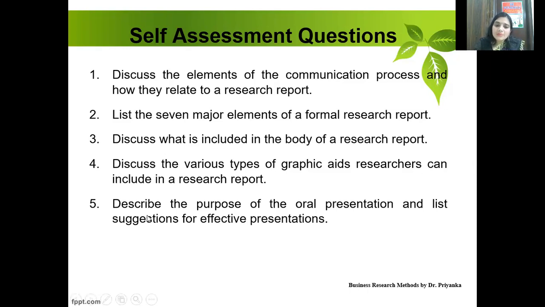Fifth question is, describe the purpose of the oral presentation and list suggestions for effective presentations. What is the purpose of your oral presentation? It is basically to highlight the most important findings of a research project and provide clients or your managers with an opportunity to ask questions. One rule stands above all: when preparing a presentation, be as simple as possible. Several keys to effective presentation might include: be prepared for the presentation as well as for the questions which might be coming.